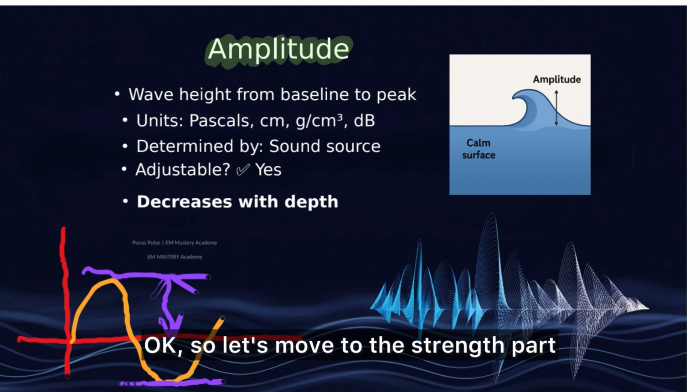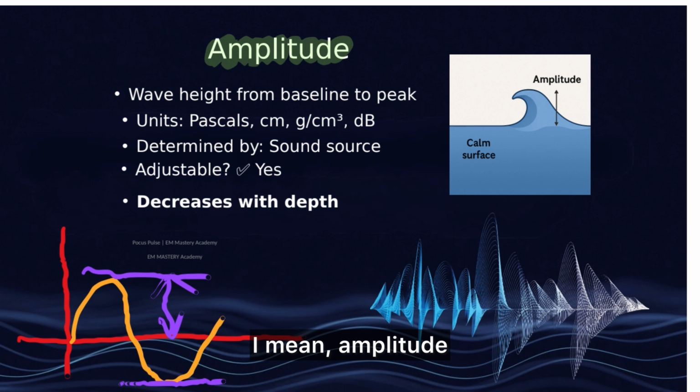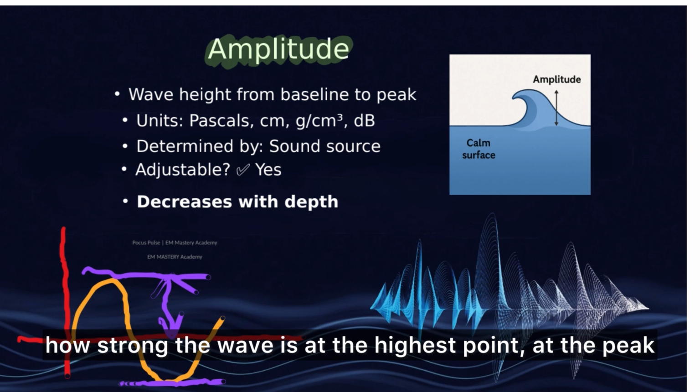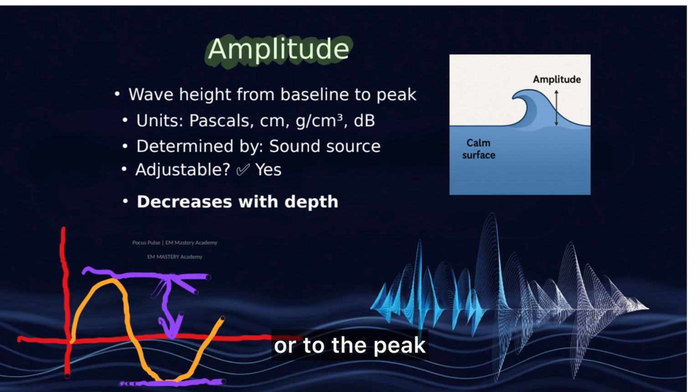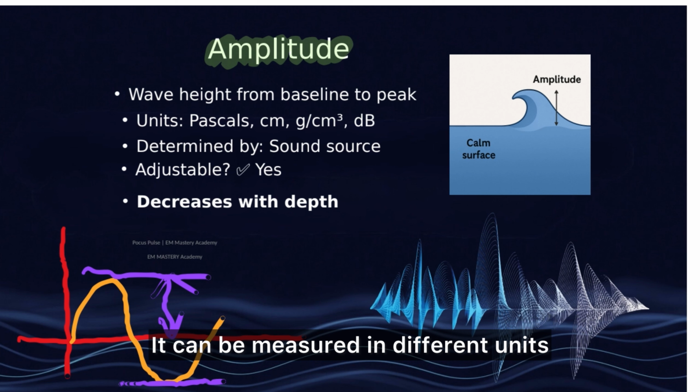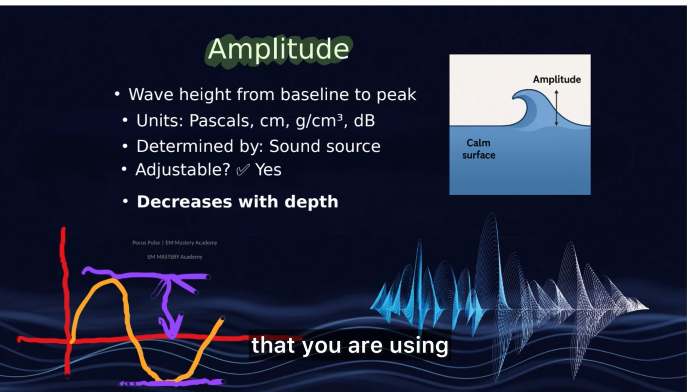Okay, so let's move to the strength part. I mean amplitude, power, and intensity. These tell us how strong the wave is. What is the amplitude? It is how tall the wave is. Think of water in the ocean. The higher the wave, the more powerful it is. In ultrasound, amplitude tells us how strong the wave is at its highest point, at the peak. How can we measure it? From the baseline to the trough or to the peak. That is the amplitude. It can be measured in different units, depending on what type of measurement you are using.